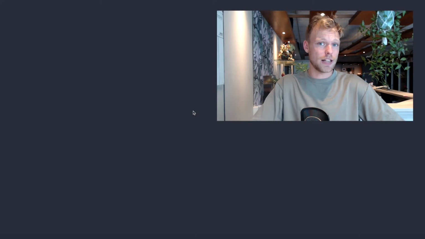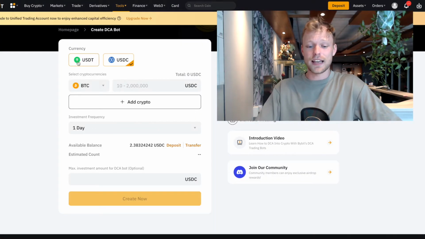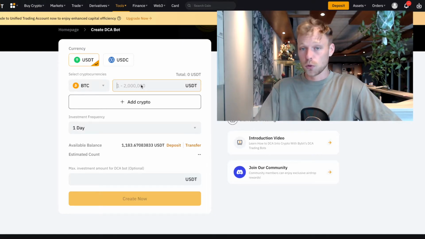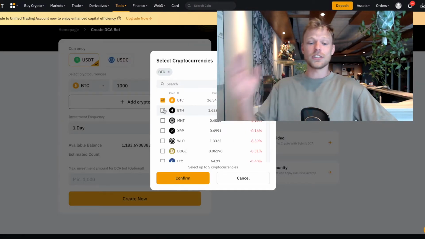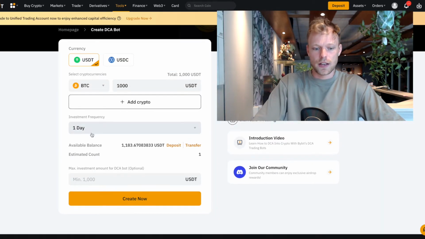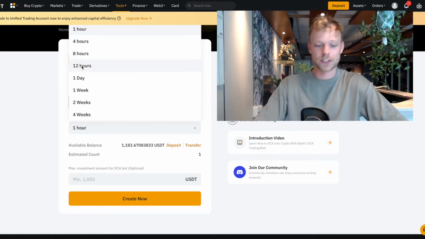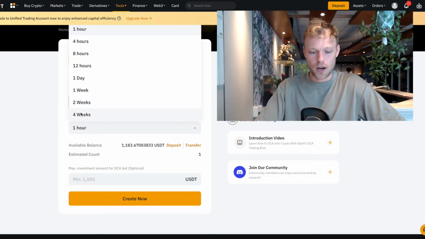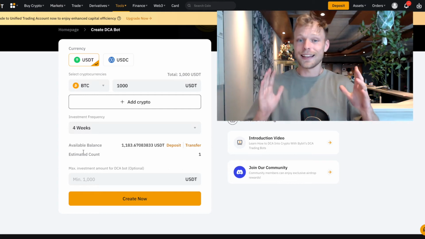To create this trading bot, guys, you simply click on DCA, you select if you want to DCA with US dollar Tether or USDC, then you select the amount of US dollar Tether you want to put in that specific token. You can change this token as well to anything you want. You can add crypto, so you can do multiple DCA strategies for different cryptos. Then you select your investment frequency. You can set it on 1 day, you can even set it on every hour, 1 week, 2 weeks, even on 4 weeks, whatever you want. Then below that you can select the maximum investment that you want to put in these tokens.